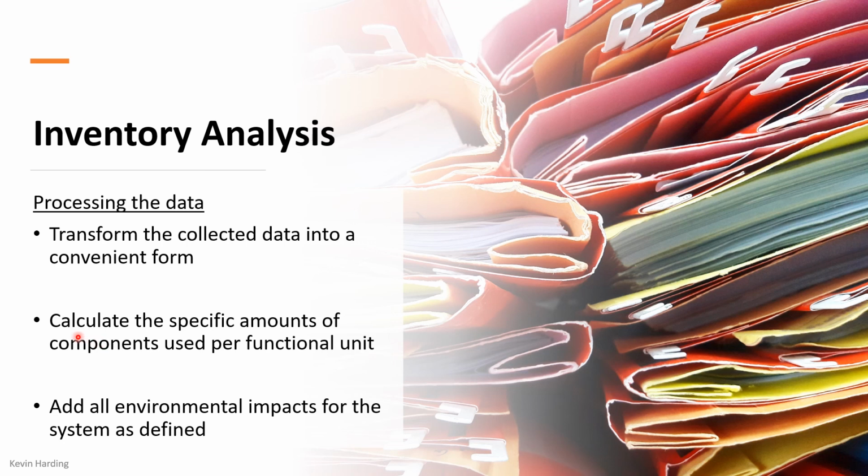So we would want to calculate the specific amounts of components used per functional unit, and we would want to add them all up. So there may be instances where something is used in a process more than once. So it's used for electricity, it's used for transport, so things like gas or coal. So you'd want to make sure that they're added up across all of that so that we can trim the numbers down.